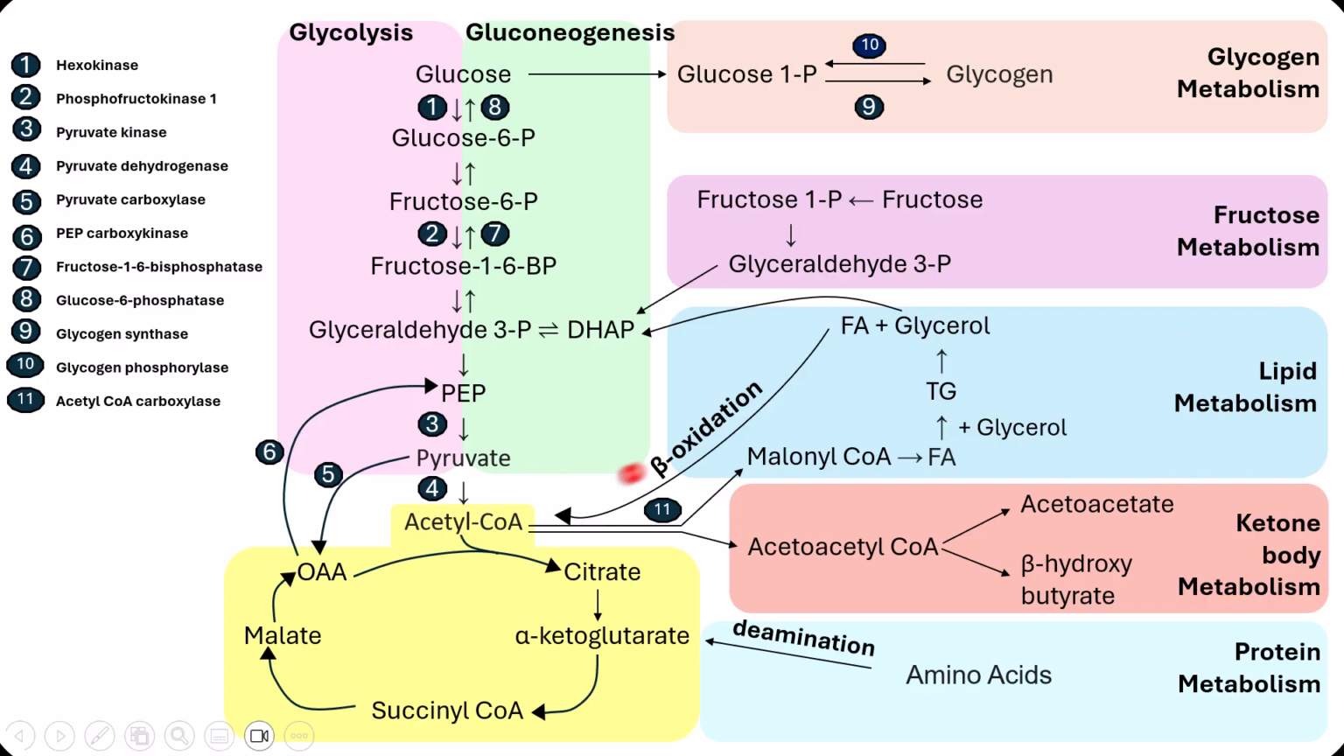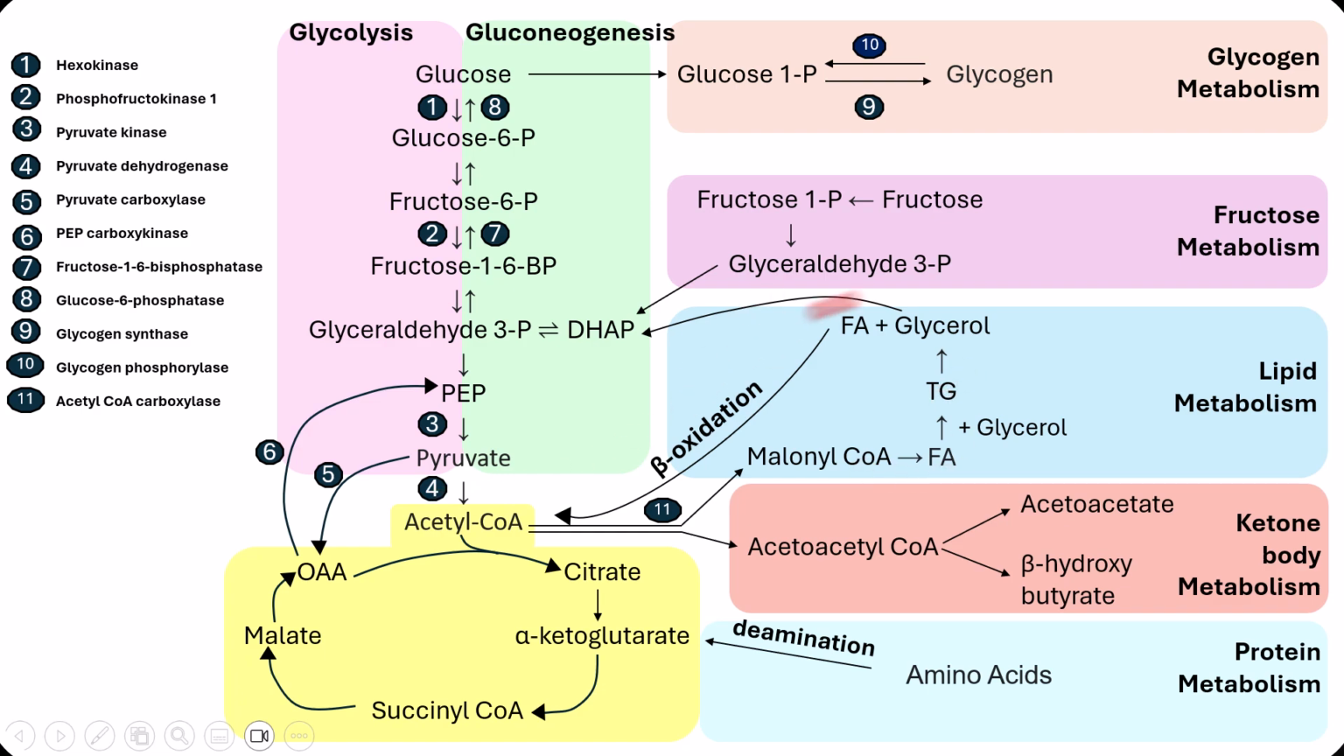Lipid metabolism is very important. Excess acetyl coenzyme A goes via acetyl coenzyme A carboxylase to malonyl coenzyme A, which forms fatty acids. Fatty acids, which we have talked about multiple times, are esterified to glycerol 3-phosphate to form triglyceride. This is fatty acid synthesis or triglyceride synthesis.